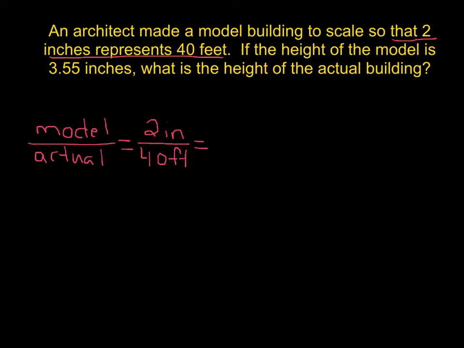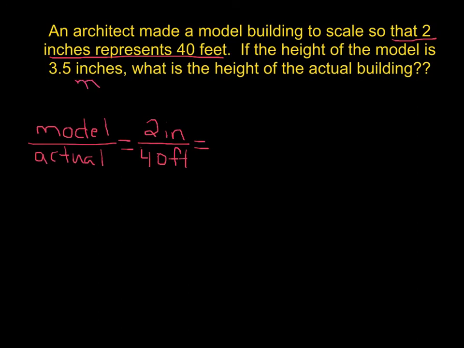Okay, so let's continue reading. If the height of the model is 3.5 inches, what is the height of the actual building? So they gave us the model and we're solving for actual. So let's be consistent. We have the model goes on the top, which is 3.5 inches, and then we're solving for the actual, which is how many feet. So we can now just cross multiply.